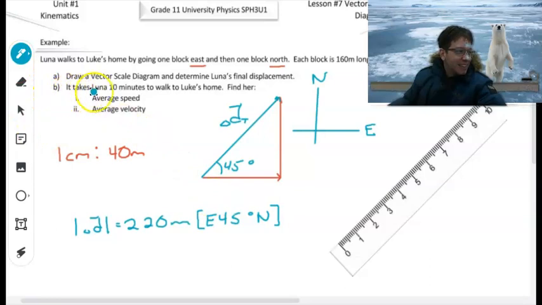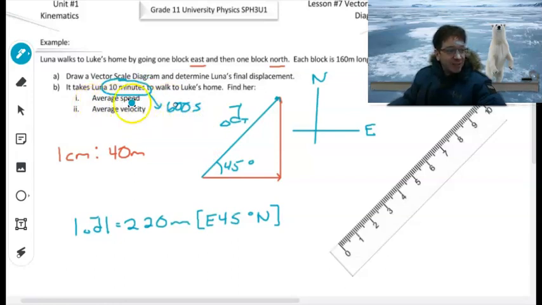Now part C says it takes Luna 10 minutes to walk to Luke's home. Find her average speed. Well, first what we want to do is change minutes into seconds, because we write speed in base units, which is meters per second. So 10 minutes would be 10 times 60, so that would be 600 seconds.